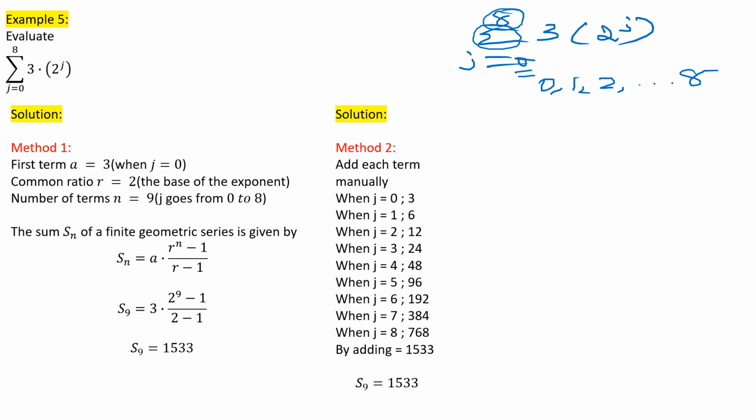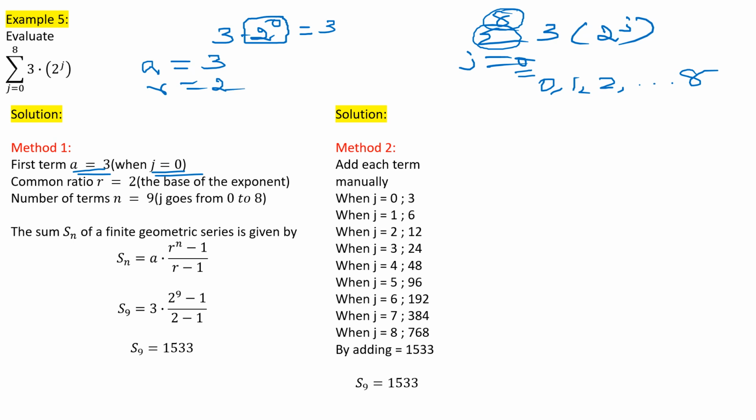Okay. If you observe, you will come to know the first term of the sequence is a equal to 3. Because if I substitute j equal to 0, what you will get? You will get 3 times 2 to the power 0. 2 to the power 0 is 1. 1 multiplied by 3 will be 3. So we say that the first term a equal to 3. And then if you observe, we will come to know that the common ratio r is equal to 2.